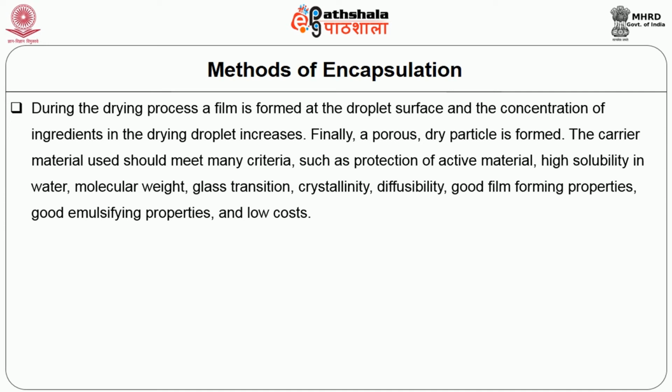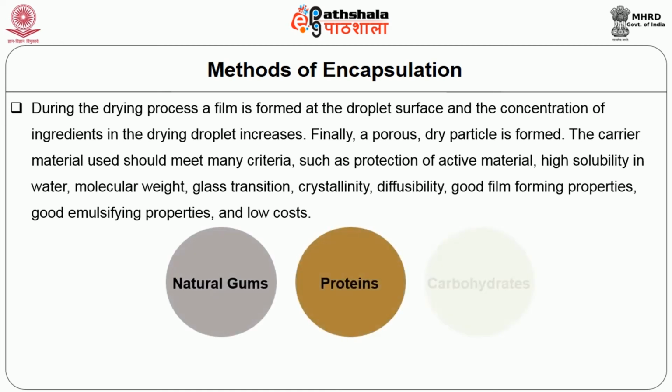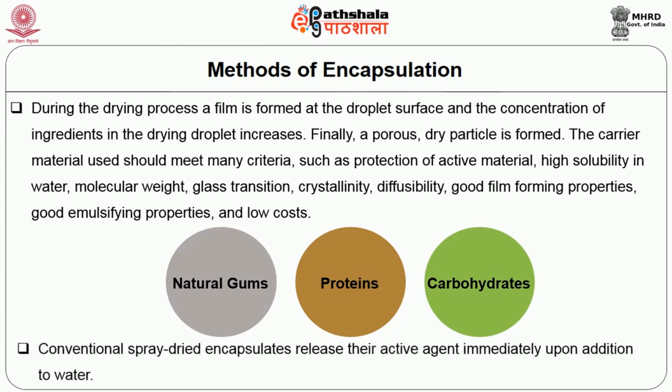The carrier material used should meet many criteria such as protection of active material, high solubility in water, molecular weight, glass transition, crystallinity, diffusibility, good film forming properties, good emulsifying properties and low cost. Examples include natural gums, proteins, carbohydrates and lipids. Conventional spray dried encapsulates release their active agent immediately upon addition to water.